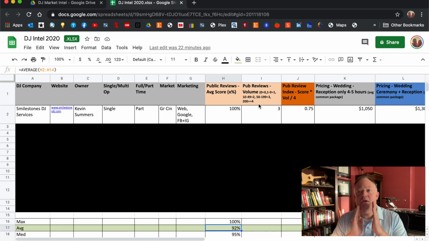I wanted to create sort of a bonus for those who had a lot of reviews, like over 200 in this case, and then a little less weighting for people who had less reviews. So then I take those two numbers, multiply them, and divide by 4 to get this public review index, I'm calling it. So is this some sort of scientific thing? No, it's just a way for me to gauge the level of public opinion on the DJ service, and also have a weighting against how many reviews are out there. So that's just a way to do it.